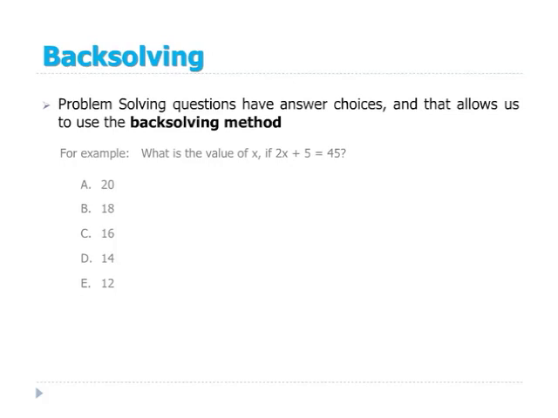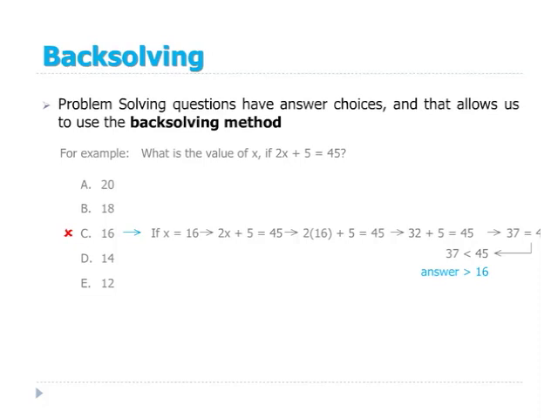Start with choice C. If x equals 16, then 2x plus 5 equals 45 will look like 2 times 16 plus 5 equals 45, or 32 plus 5 equals 45, or 37 equals 45, which is obviously incorrect. Since 37 is less than 45, you should look for an answer choice which is greater than 16.